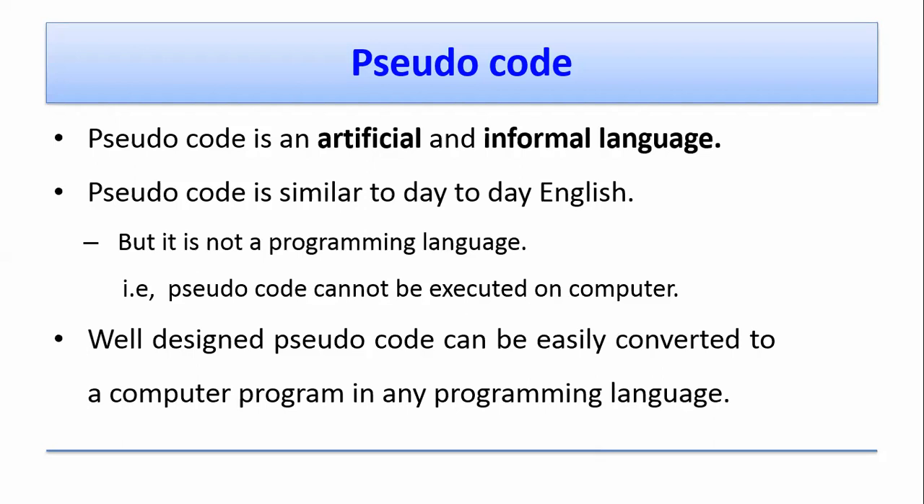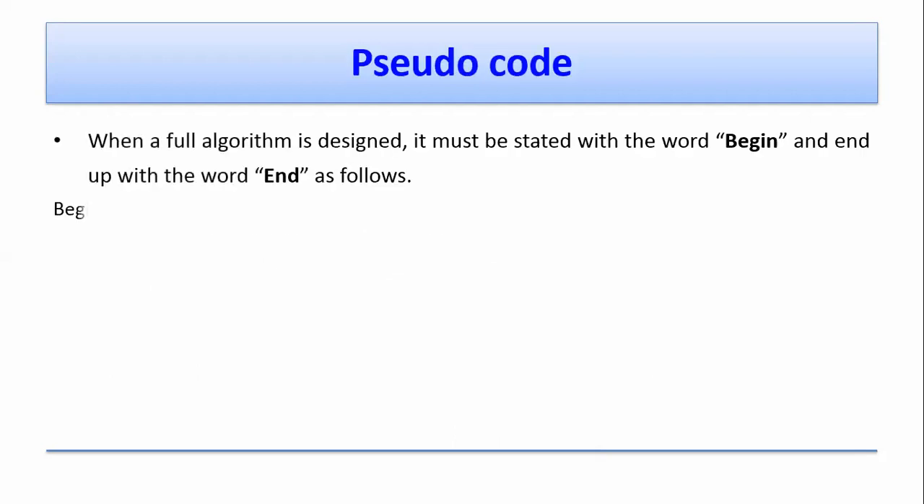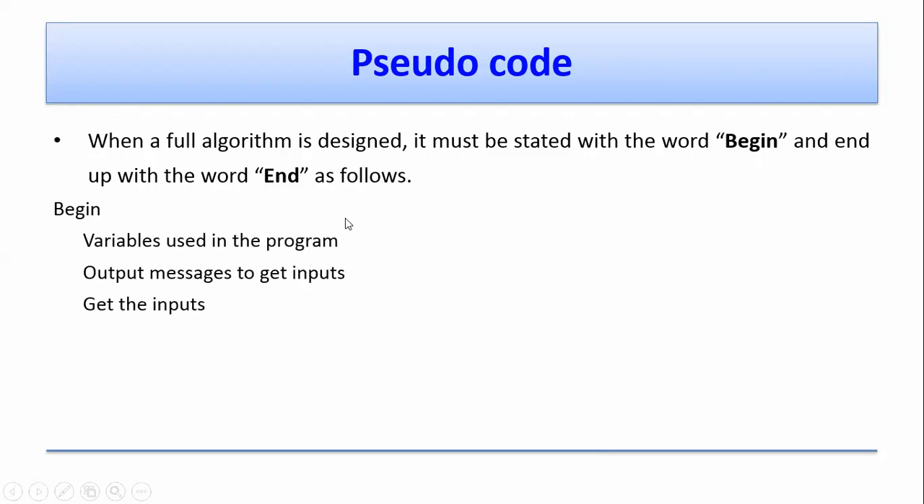So an algorithm can be represented using a flowchart or pseudocode, and an algorithm which is in pseudocode or flowchart can be converted into any programming language. When a full algorithm is designed using pseudocode, again we have to mention the beginning and end of the algorithm. So you use begin, and then there may be some variables, output messages. Those are the actions, and there may be some calculations, and then output the result. Then at the end of the algorithm, we have to mention end.